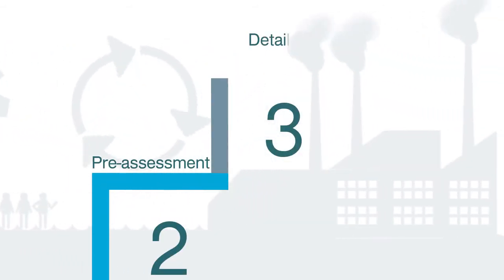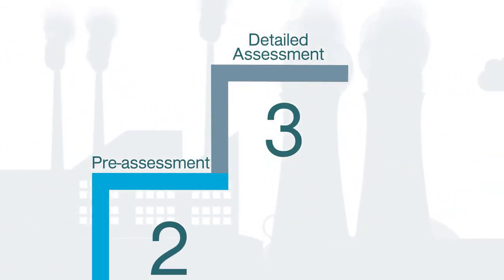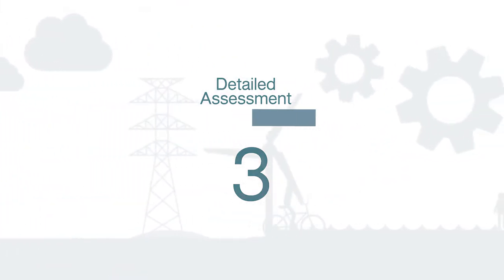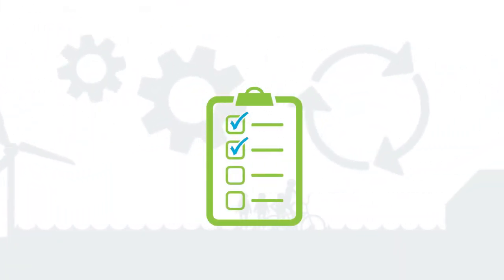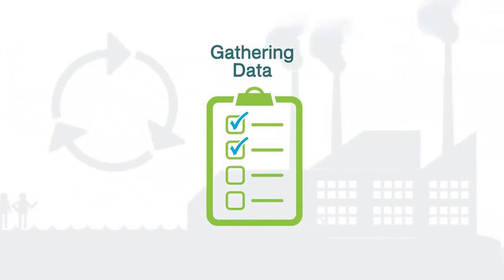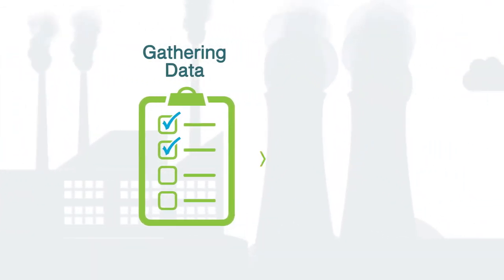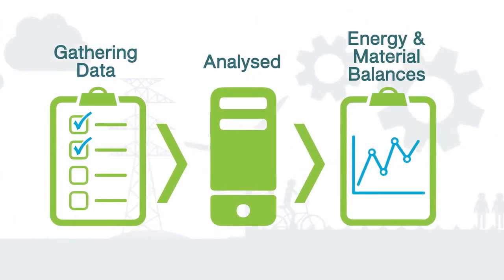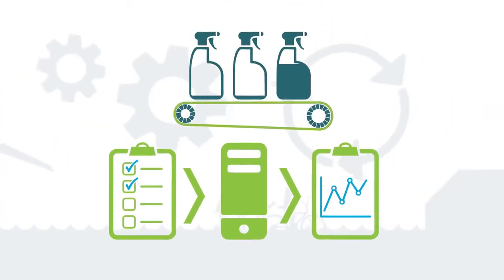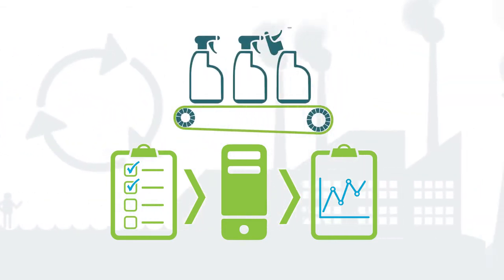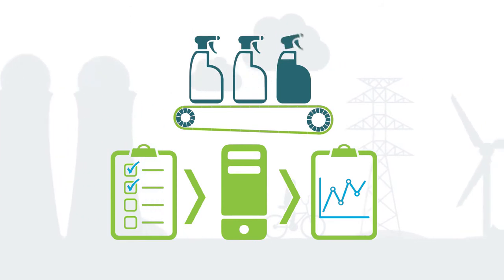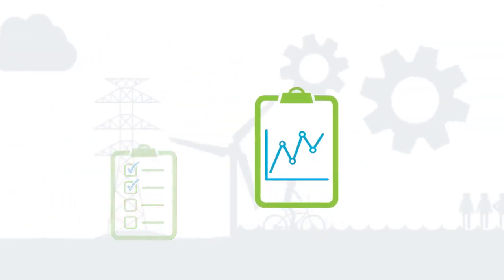Step 3 is the detailed assessment that is informed by the focus areas identified during the pre-assessment stage. Here, the focus is on gathering more detailed and accurate data. This data is analyzed and interpreted to develop the required energy and material balances, to discover where energy and materials are used in the organization and where losses occur, and to then identify options to address them.